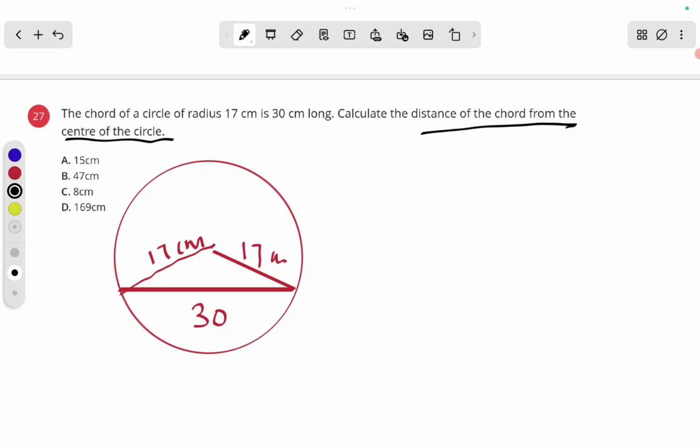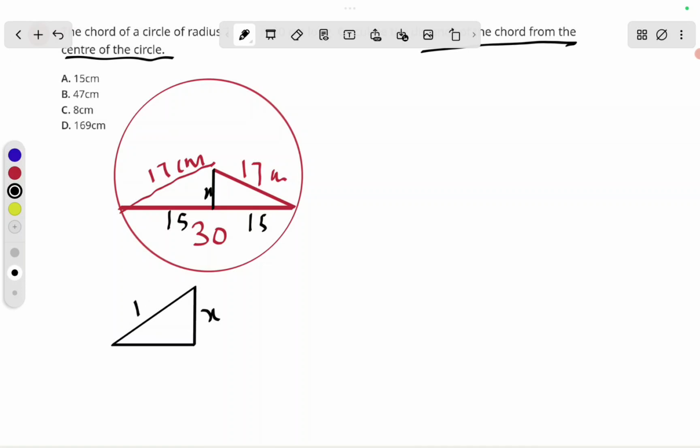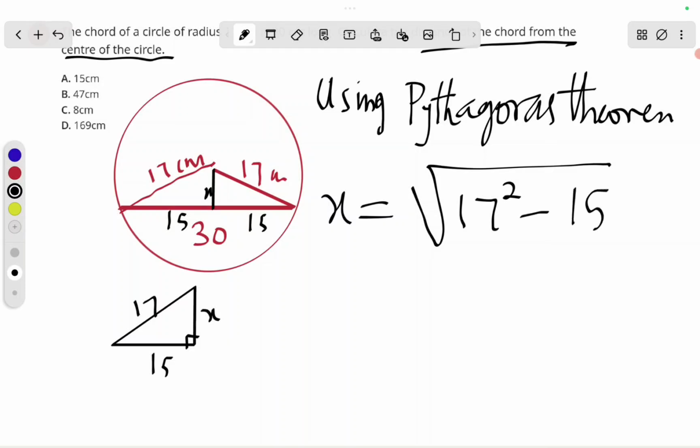Now, if you want to find the distance of the chord from the center of the circle, we have to draw another line from here. We name it x. So this part will be 15, and this one will be 15. Now let me take the second diagram outside. We are looking for x. This particular part is our radius, 17, and half of the chord is 15. By making use of Pythagoras theorem, x is the square root of 17 squared minus 15 squared.